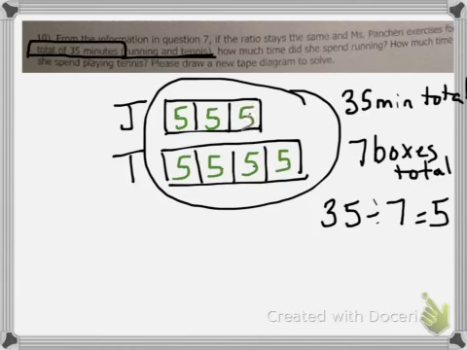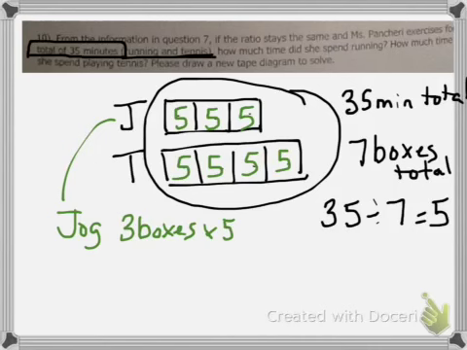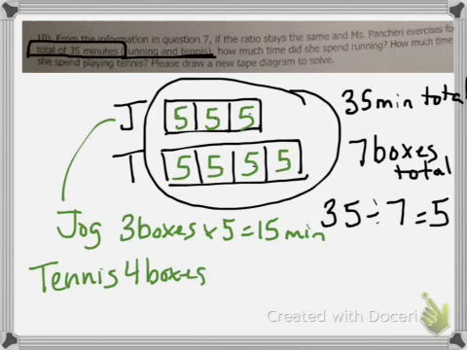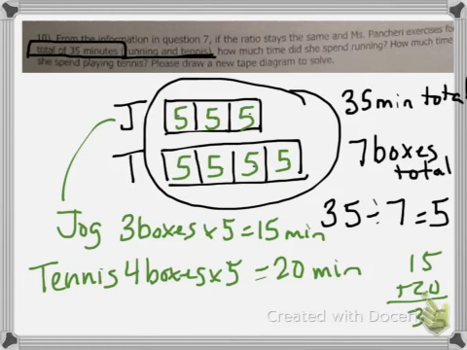And to figure out how much is going to be for jogging, we're going to do the 3 boxes times 5, which gives us 15 minutes of jogging. And for tennis, we have 4 boxes times 5, which gives us 20 minutes of tennis. And when we add those together as a check, 15 plus 20, that gives us 35 minutes total.